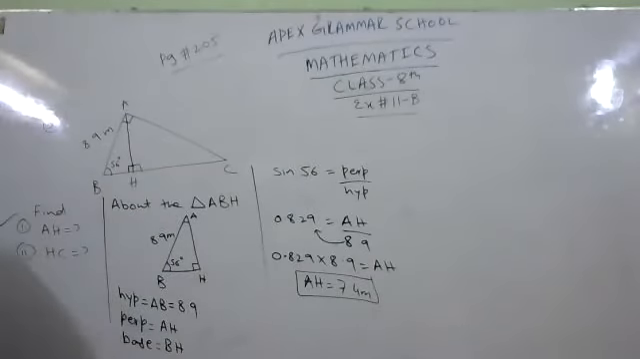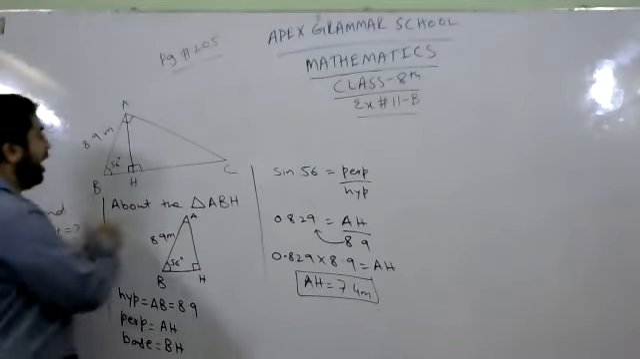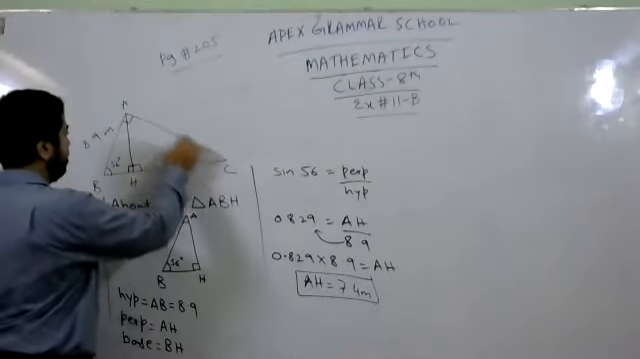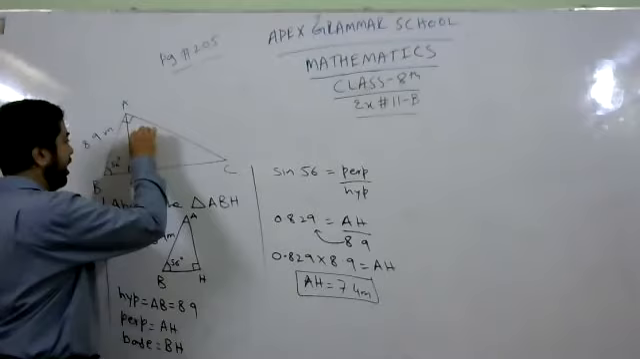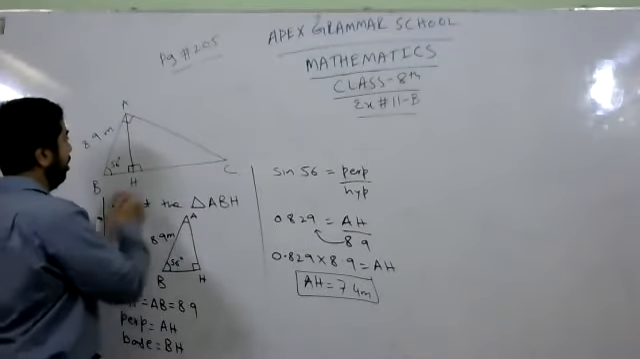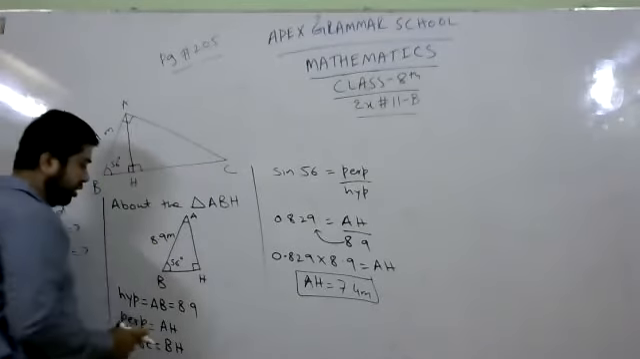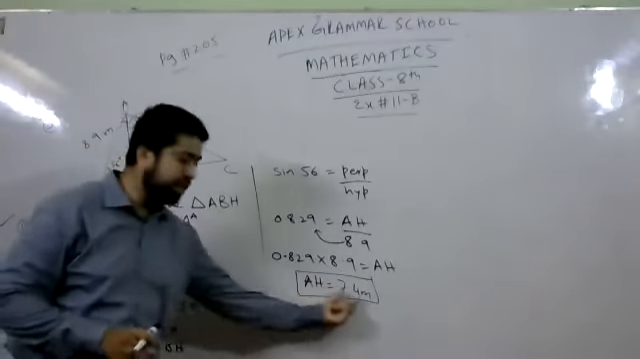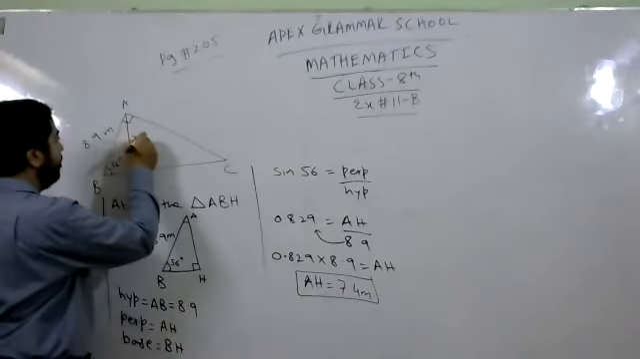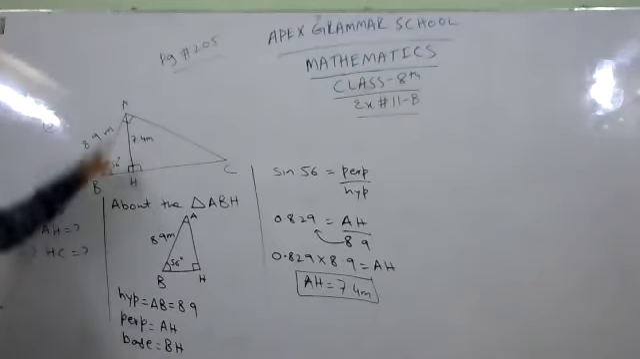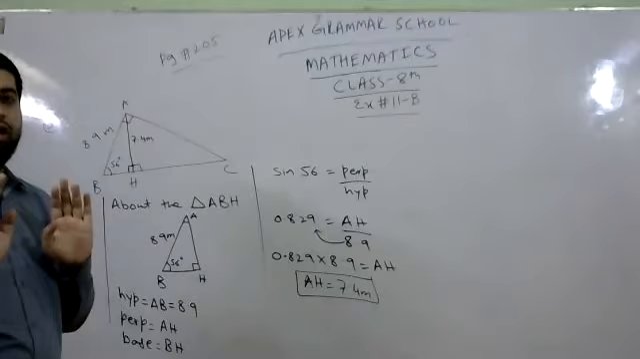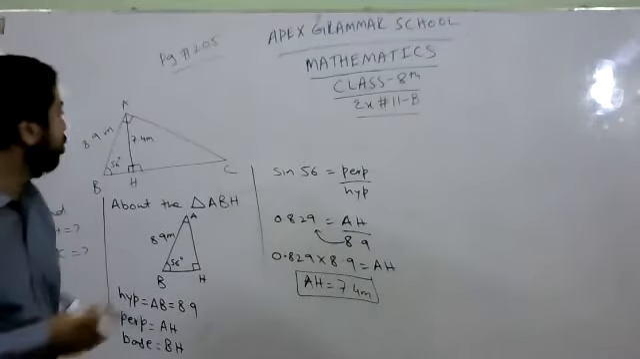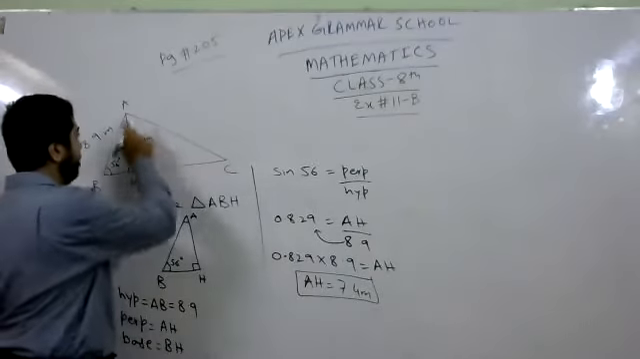Now you need to find the value of HC. HC is present within two triangles actually. We have this value of AH, which is now 7.4 meters. Within this triangle we have only one side, and we need at least one basic angle. No basic angle is present in AHC.